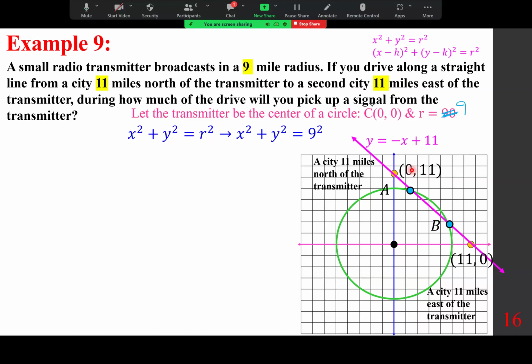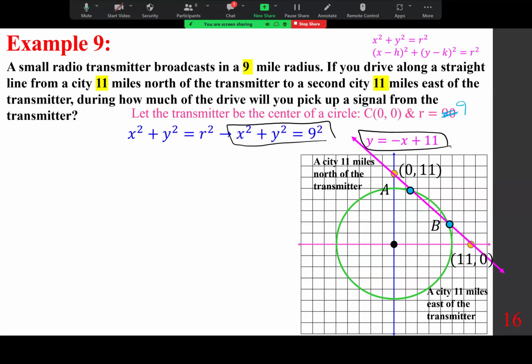And so what we have to do is find the coordinates for these points, and then calculate the distance. To find the coordinates for these points, we have to look at where the circle and the line intersect. So we find points of intersection. To do so, x squared plus y squared is equal to 9 squared. In essence, class, you have a system of equations. You have this, and you have this.